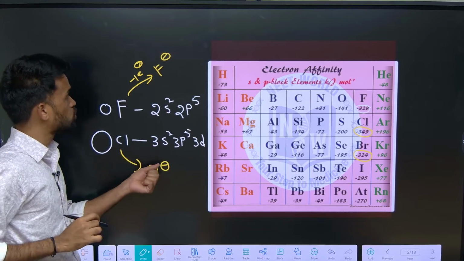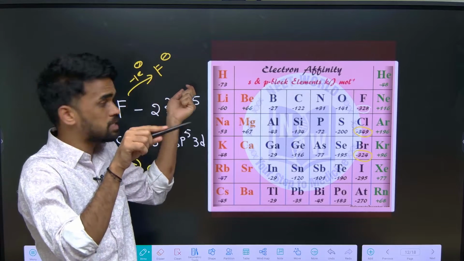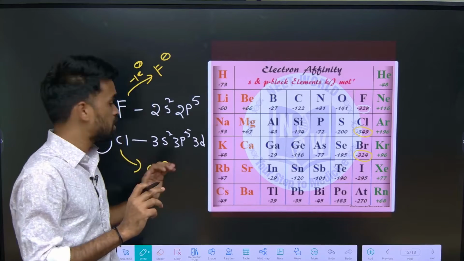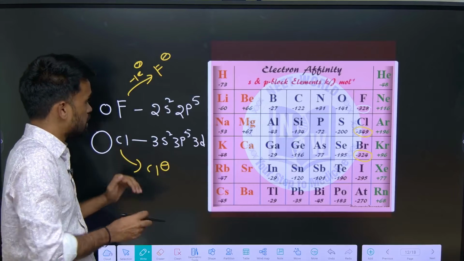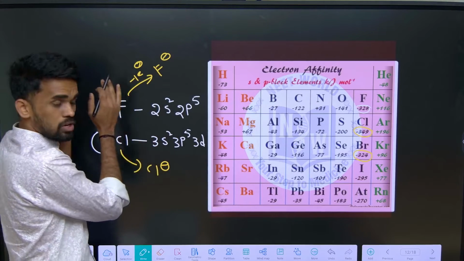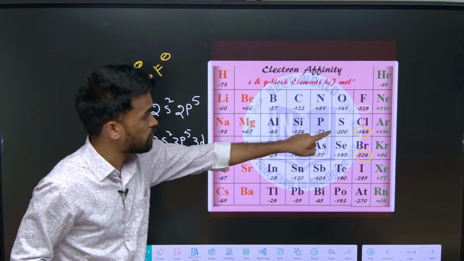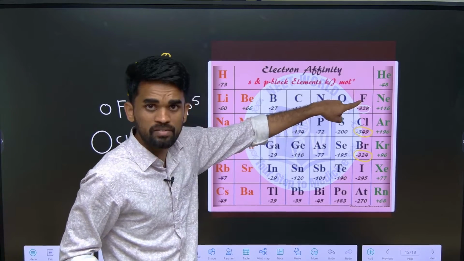This negative charge on the smaller fluorine atom causes repulsive interactions due to its smaller size. Whereas in the case of chlorine, since it has a relatively larger size, this will be more stable than fluorine. Therefore, chlorine releases more energy when compared with fluorine.